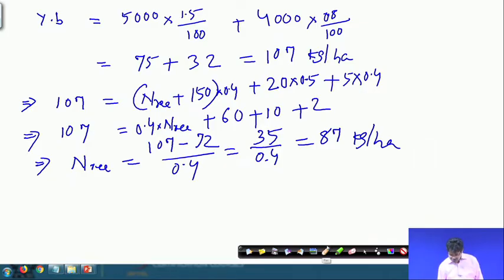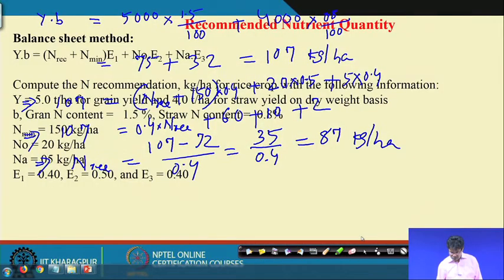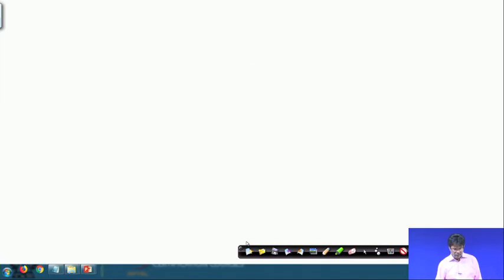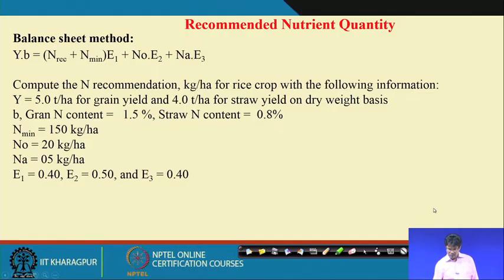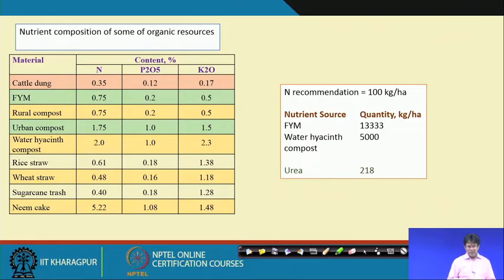So, by using this balance sheet method, you can calculate the quantity of the nutrient, the first of the 4 R's. The first R is to know the quantity of nutrient requirement; using this we can calculate the quantity, and then the source of nutrient. Depending upon the source you are interested in for the crop, many sources and materials are available, with different contents of nitrogen, phosphorus and potash.